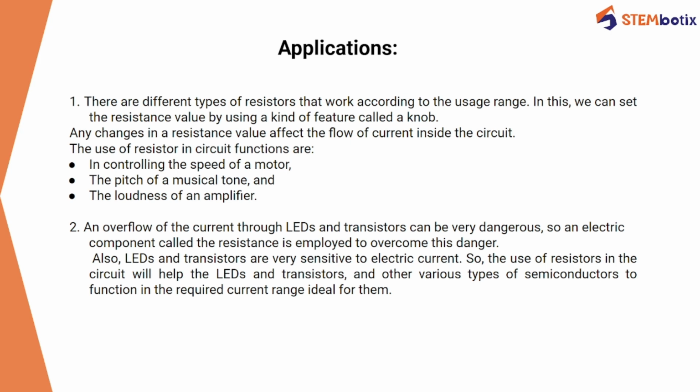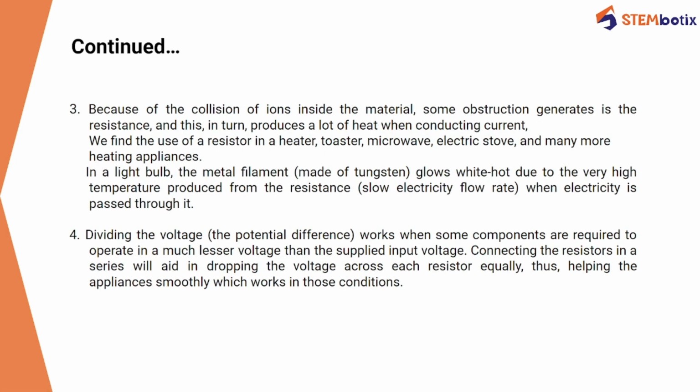Also, because of collision of ions inside the material, some obstruction is generated, which is the resistance, and this in turn produces a lot of heat when conducting current. We find it useful as a heater. So in a heater, toaster or microwave, this kind of heating application is used. Fourth, dividing the voltage works when some components are required to operate at a much lower voltage than the supplied voltage. So whenever you need to lessen the voltage, you can use a resistor to divide the voltage.